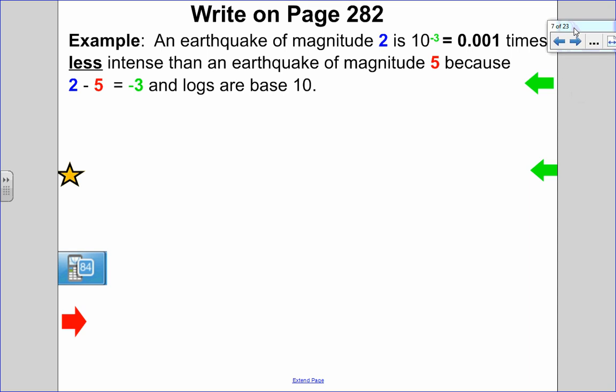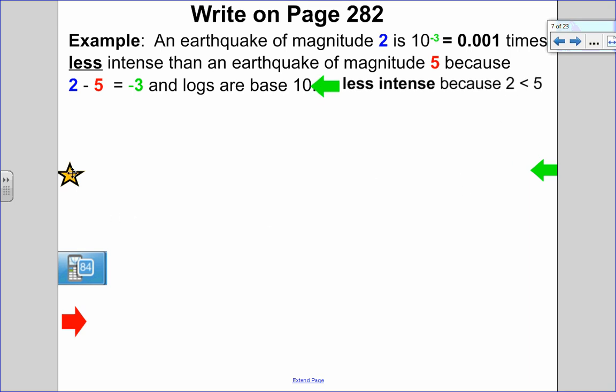Okay, let's try this one here. So this is all instead of that page that I crossed off. Let's say we have an earthquake with a magnitude of 2, and we're comparing that to a magnitude of 5. So 2 take away 5 is 3. So it's 3 units smaller on the magnitude scale. So it's 10, 3 times less intense. So 10 to the negative 3. Again, it's less intense because 2 is less than 5.